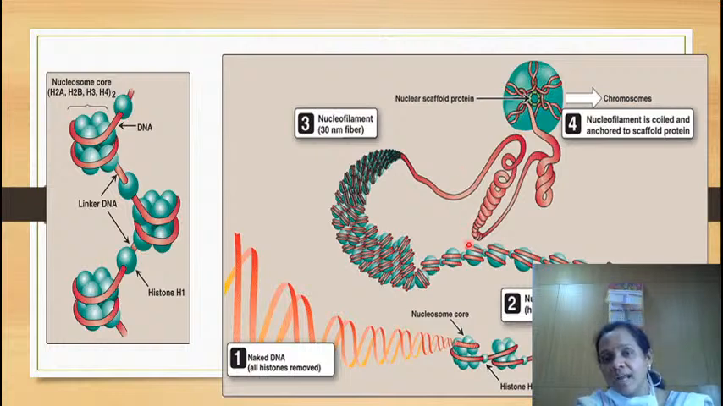These filaments are called nucleofilaments, and these nucleofilaments further coil to form chromatin or chromosomes. So this is how the DNA is organized.